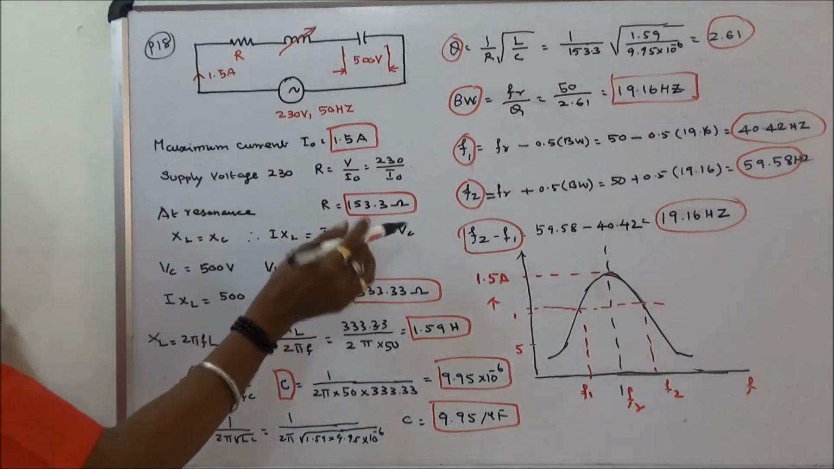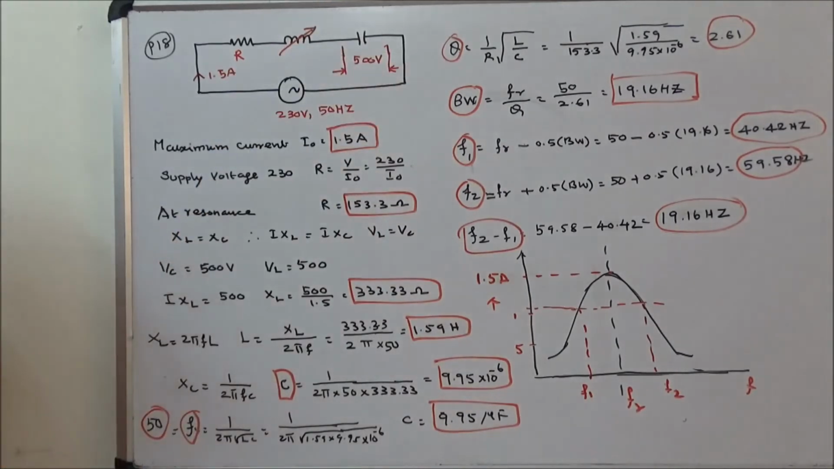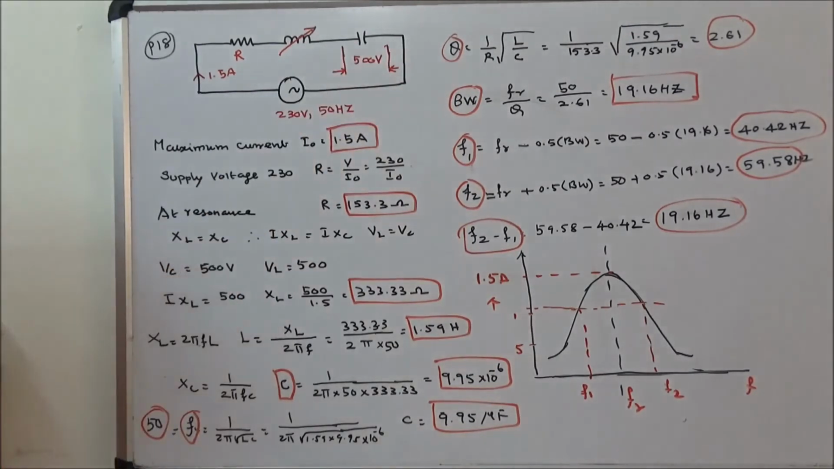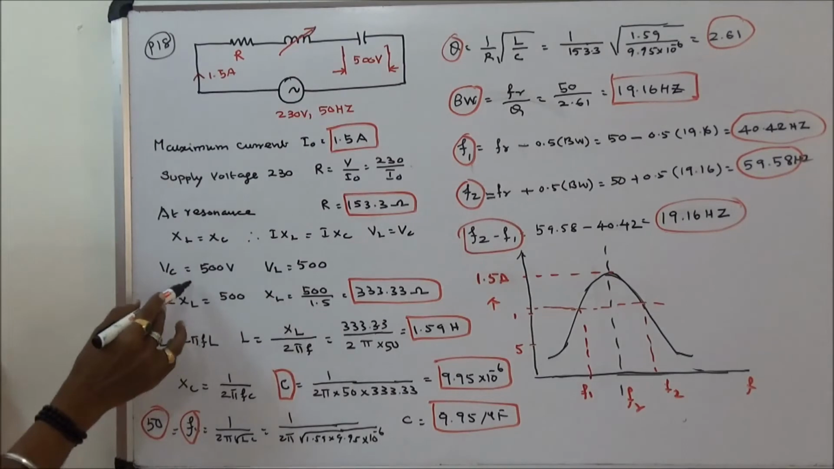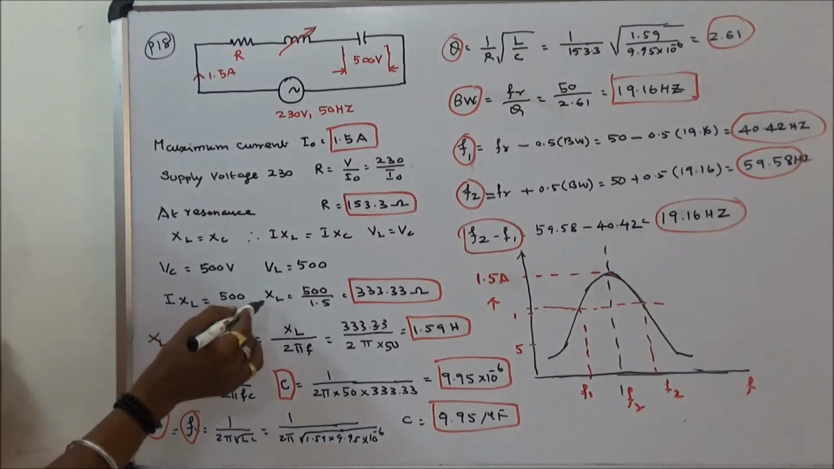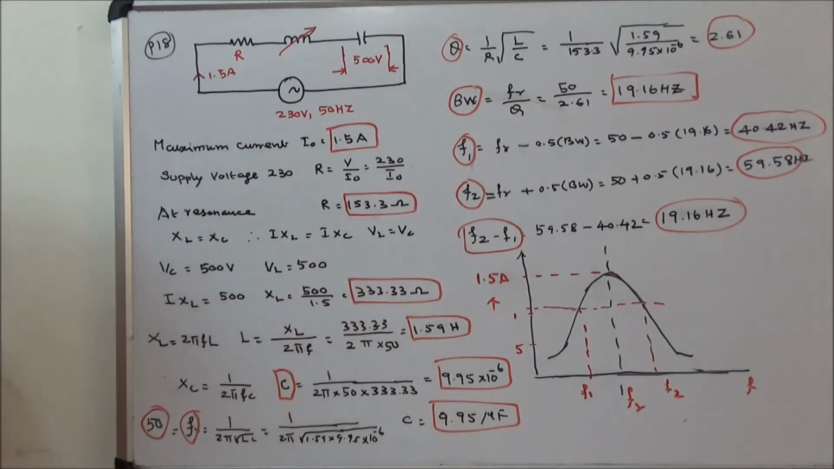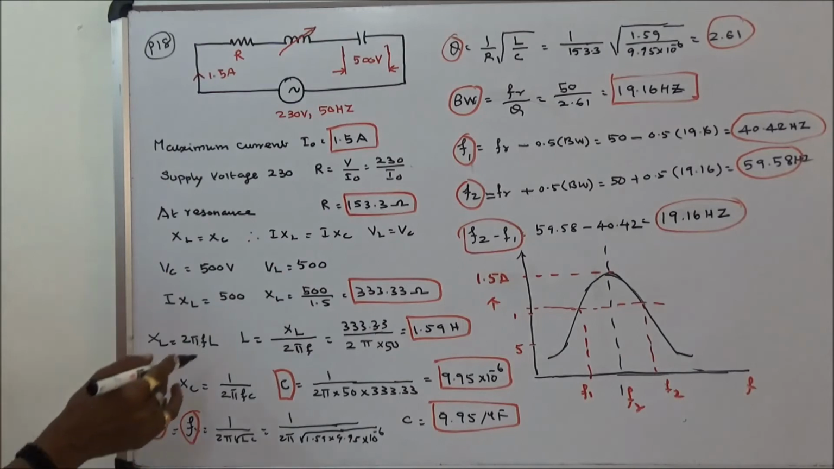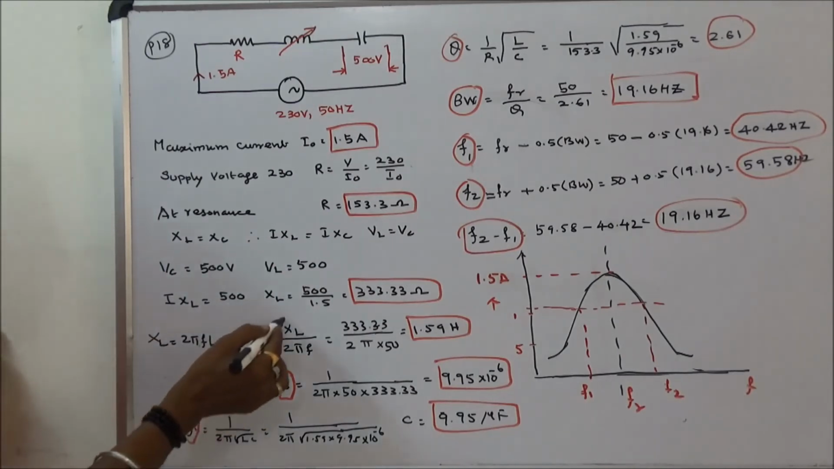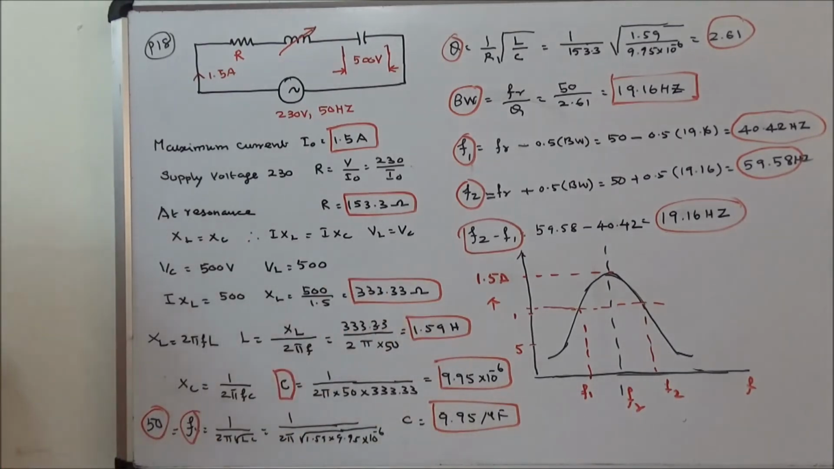Voltage drop across the inductor is equal to voltage drop across the capacitor. So voltage drop across the capacitor is given 500. Therefore, VL is equal to 500, VC is equal to 500. So I into XL is equal to 500. I can find XL. XL is equal to 333.33 ohms. So now I can calculate L. XL is equal to 2 pi FL. L is equal to XL by 2 pi F. That is equal to 1.59 henries.